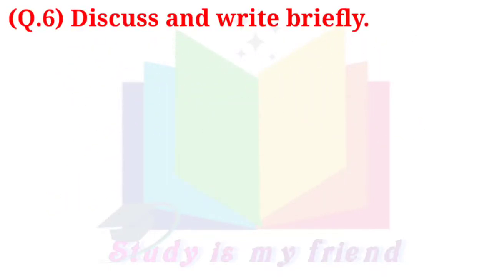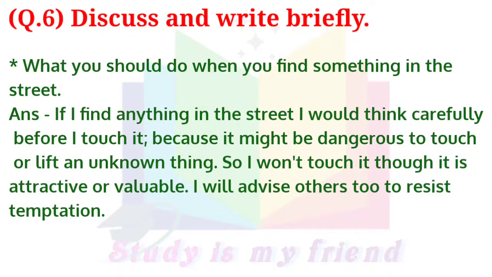Question 6. Discuss and write briefly. What you should do when you find something in the street. Answer. If I find anything in the street, I would think carefully before I touch it, because it might be dangerous to touch or lift an unknown thing. So I won't touch it, though it is attractive or valuable. I will advise others to resist temptation.